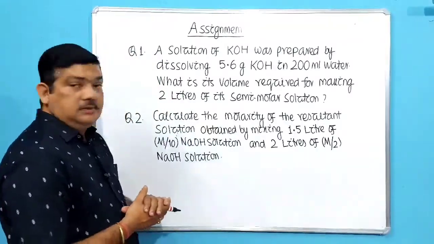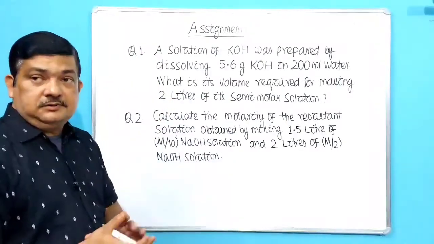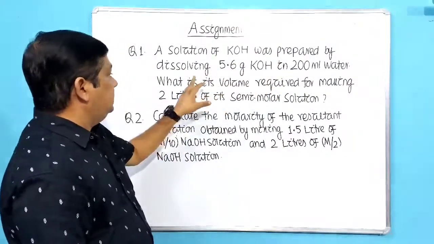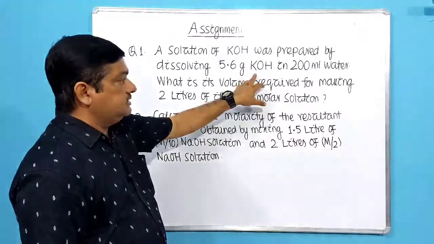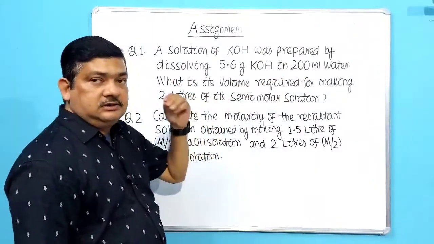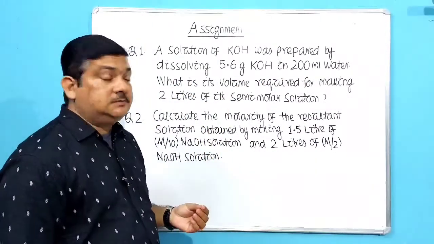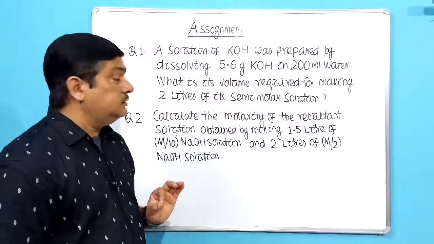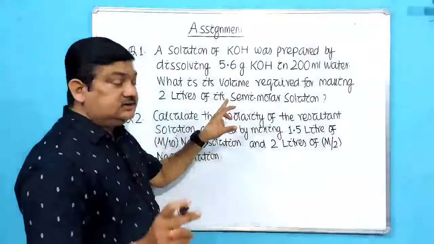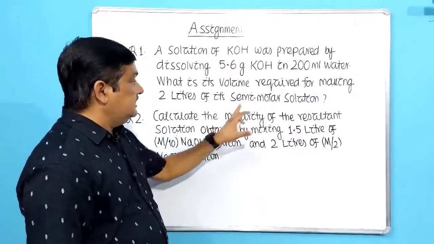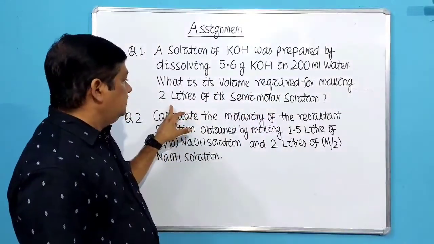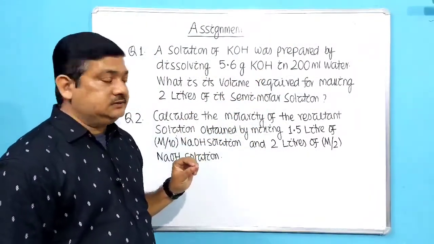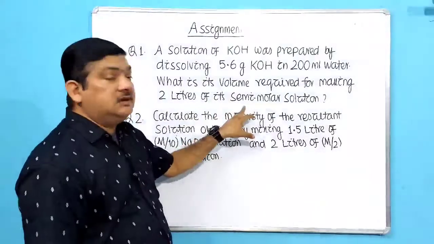Next students, as I told you, this is the assignment for you. Simple assignments I have given you. Similar assignments I have solved. A solution of potassium hydroxide was prepared by dissolving 5.6 gram of potassium hydroxide in 200 milliliter water. What is the volume of this potassium hydroxide required for making 2 liters of its semi-molar solution? So using the same solution, we have to prepare 2 liters of semi-molar.